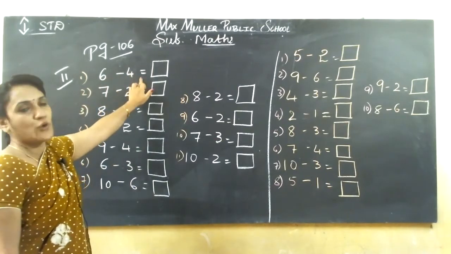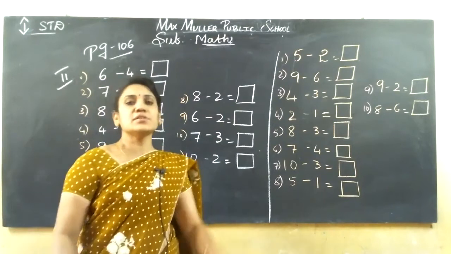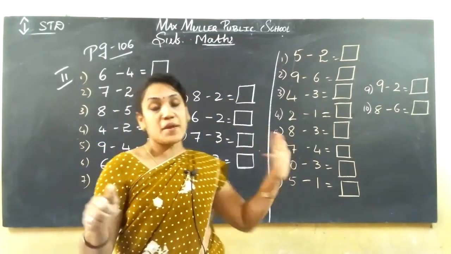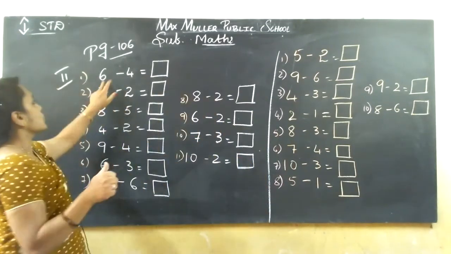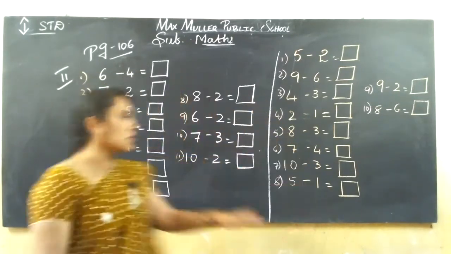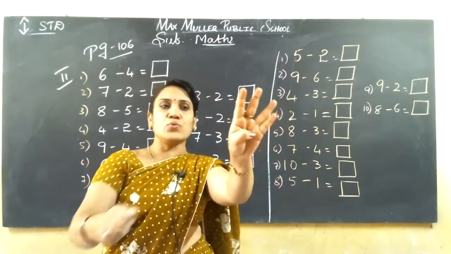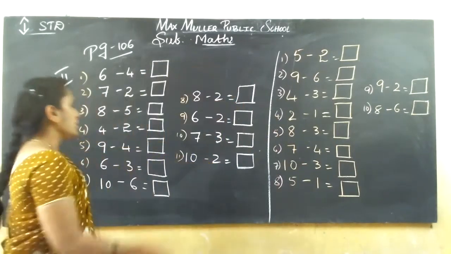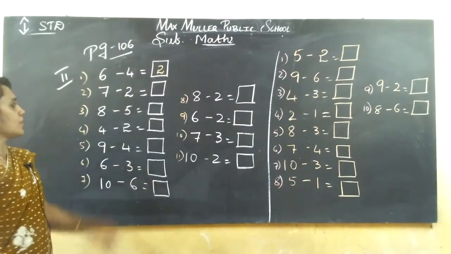6 minus 4 equals. How to do it? Keep how many fingers? 6 fingers. Slowly do. So many sums are given together. Don't get confusion. That's why I'm saying slowly. Understand and do. Keep 6 fingers. Fold how many? 4 fingers fold. 1, 2, 3, 4 fingers fold. What is the balance? 1, 2. Right, 2. Okay.